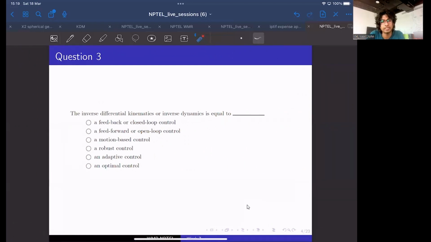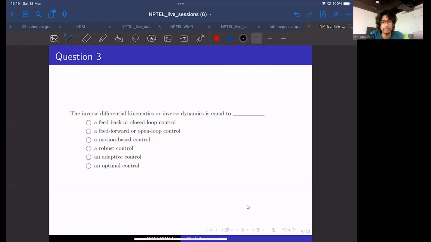So moving on to question 3, it says the inverse differential kinematics or inverse dynamics is equal to, can anyone say the correct answer? Is it a feedback or closed loop control? Is it a feed forward or an open loop control? Is it a motion based control? Is it a robust control, an adaptive control, or an optimal control?